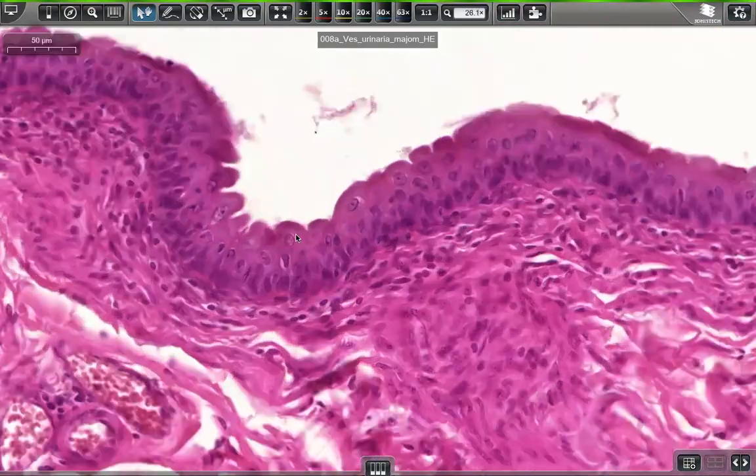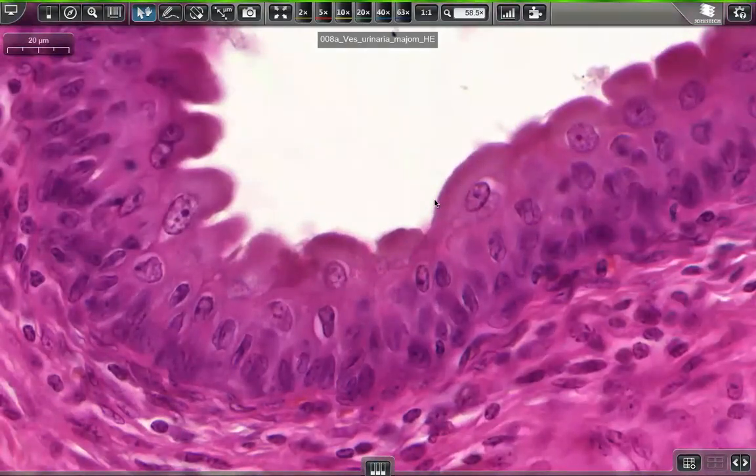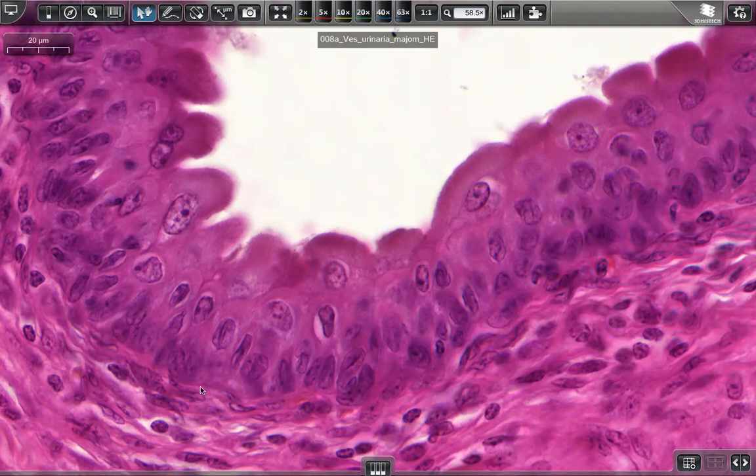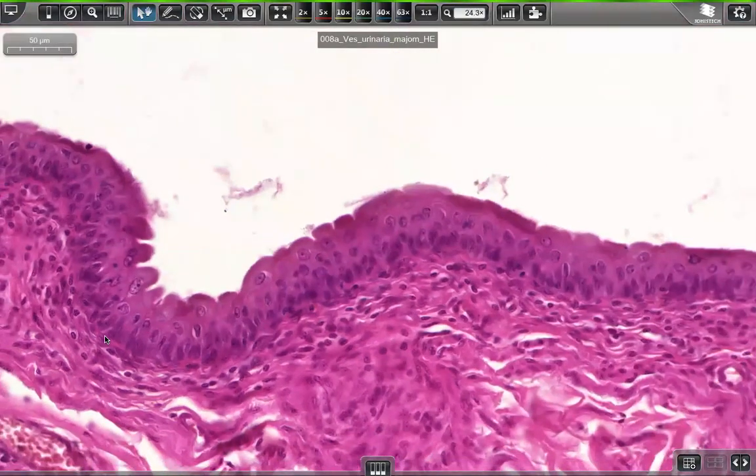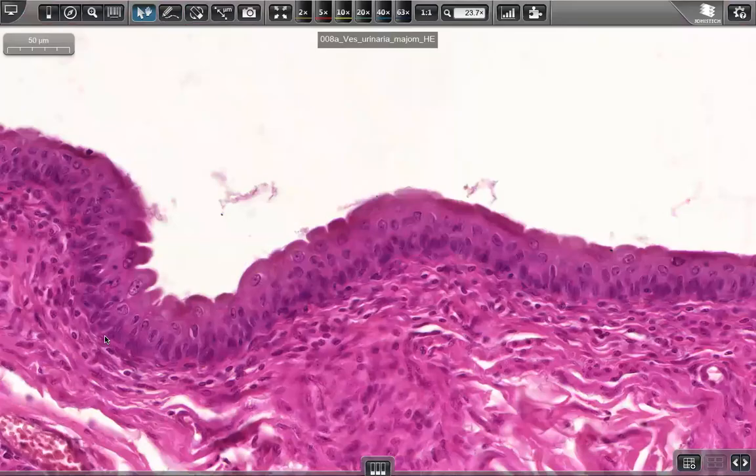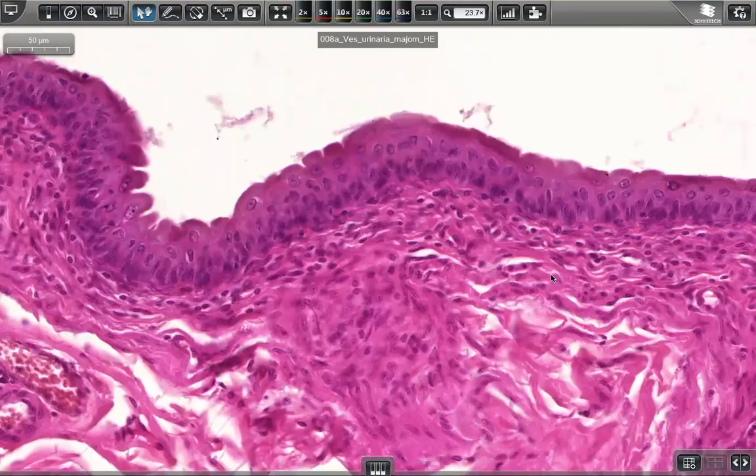So beautifully seen, the exact dome-shaped umbrella cells. Here we have the pear-shaped cells. These are the pear-shaped cells, and at the bottom we can find the basal cells. I mean under the basal cells, this is the basement membrane under it. And then here we have a really vascular and cell-rich lamina propria. This is a lamina propria.